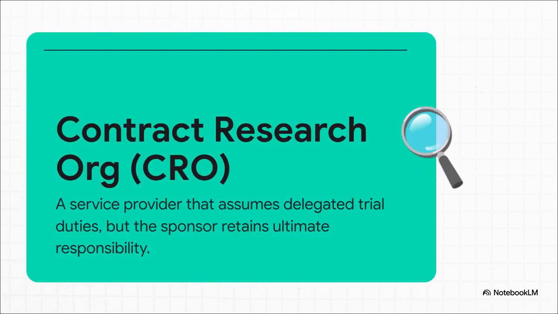And that brings up a really crucial point about delegation. A sponsor can absolutely hire a specialist company called a contract research organization, or CRO, to handle some of the work. But, and this is a big but, they can only delegate the tasks, never the responsibility. If the CRO makes a mistake, it's the sponsor who is still on the hook, legally and ethically.